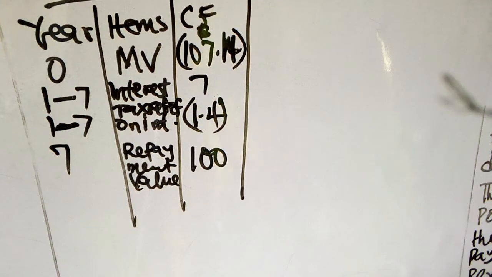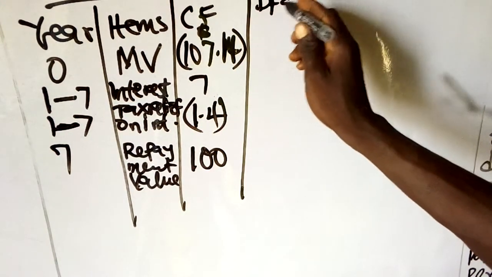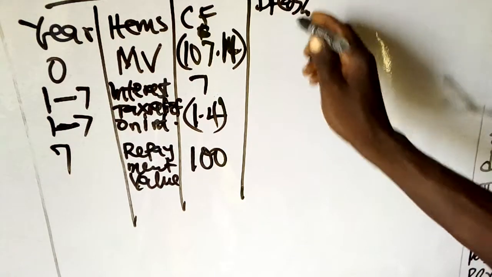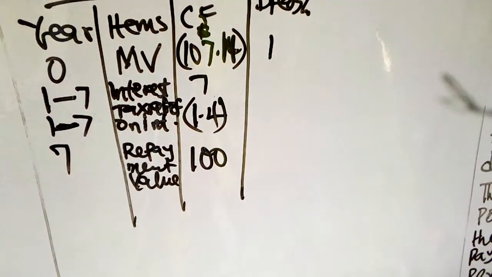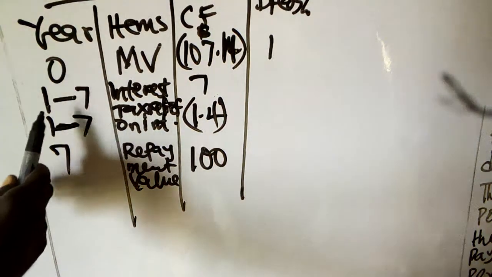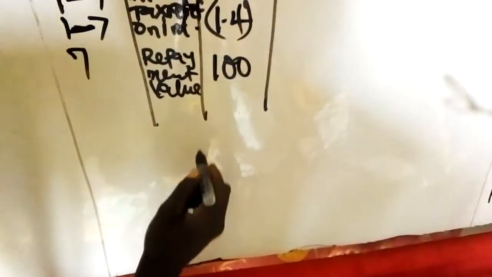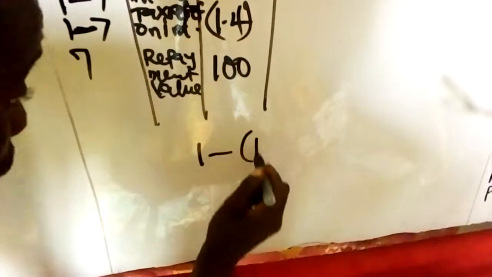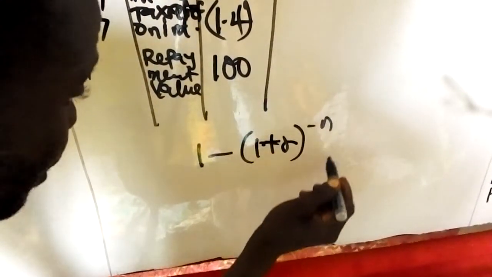Let's use discount factors with the trial and error method. Let's try a 5% discount factor. Year 0 will only be 1. Now, since it is cumulative, for year 1 to 7 you are going to make use of the annuity formula, which is 1 minus (1 plus r) raised to the power minus n, over r.